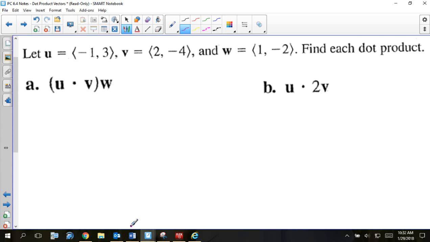Alright, so now we're going to do vector u multiplied by vector v, and then take that quantity multiplied with vector w. So I'll do what's inside the parentheses first, that's the dot product. So do -1 times 2, -2, plus -12, that is -14. We're going to take that and multiply it by vector w.